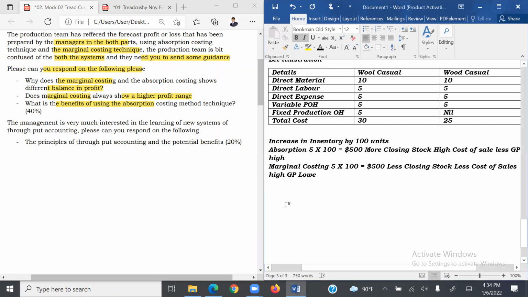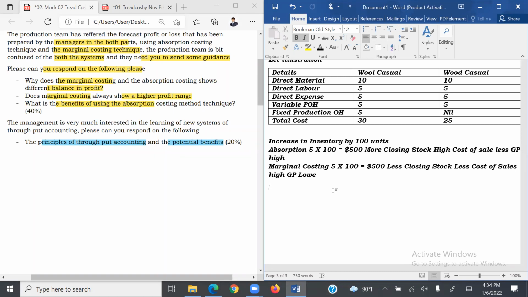So the principles of throughput accounting and the potential benefit. I will underline the term here, throughput accounting, and the potential benefit as well. Students, look at this carefully. This is one of the easiest case study exams because 80% is knowledge. So for the time you have, go through the knowledge as much as possible and refresh yourself. Anytime I'm there for you.